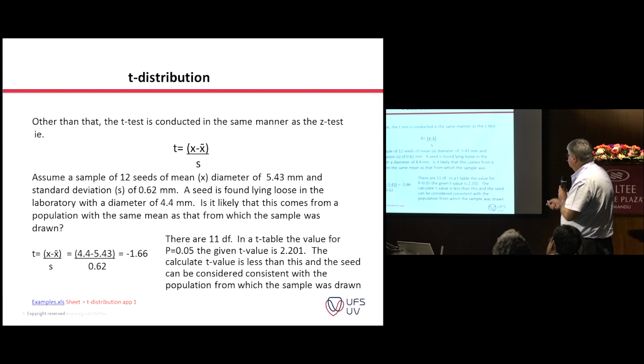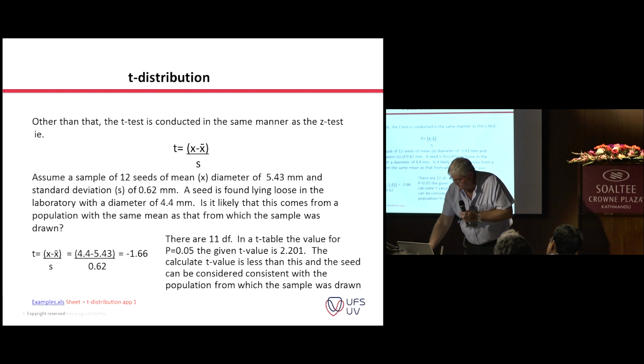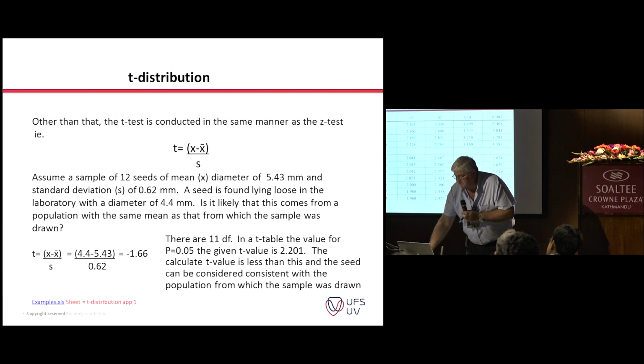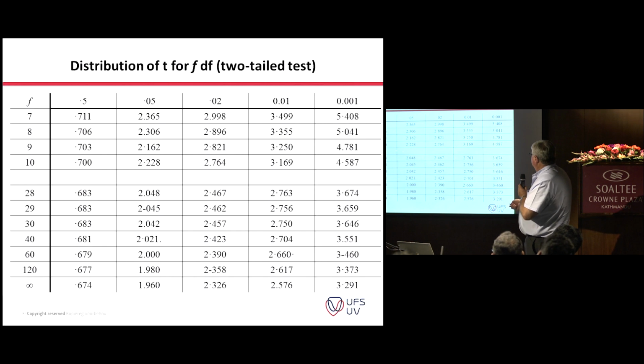1.66. I have 12 seeds. I have 11 degrees of freedom. Remember the degrees of freedom? I had a table somewhere. 12 seeds. Okay, this table is only going to show 10, but let's work on that. So the value is 2.2.